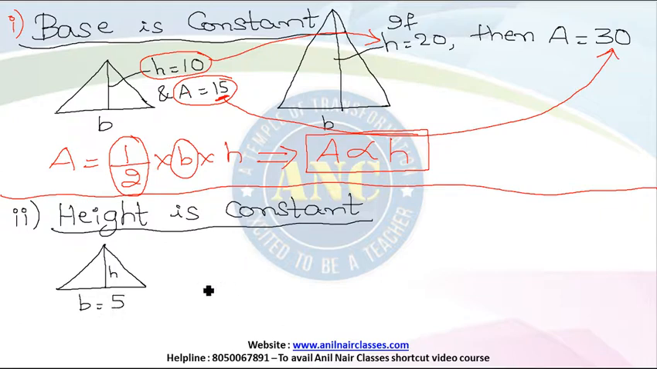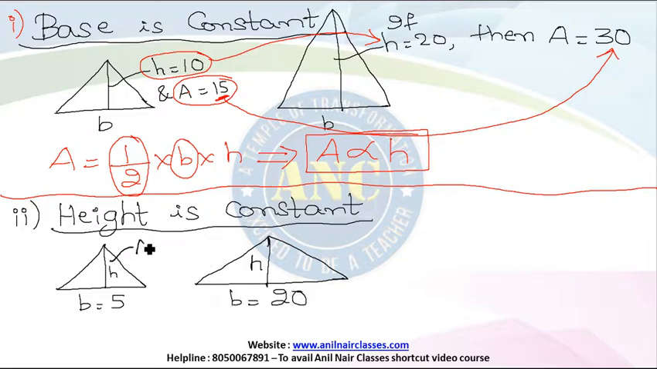Let me call the height of the first triangle h, and let me call this base, for example, 5 centimeter. Now I will keep the same height, but I will increase the base. Height, let it be h itself. Instead of having a base of 5 centimeter, assume that I am having a base of 20 centimeter. Just an example I am saying, sir. And let the initial area of the smaller triangle be some value, 7 centimeter square.